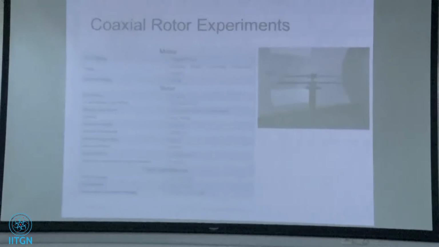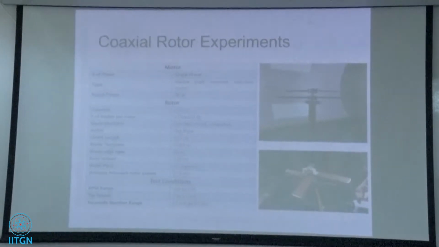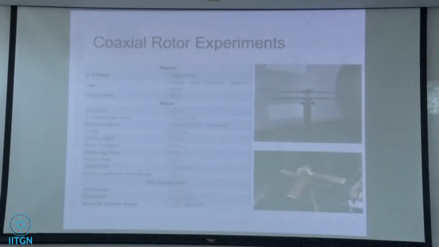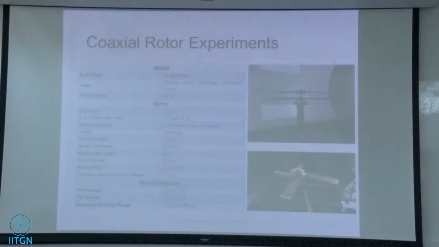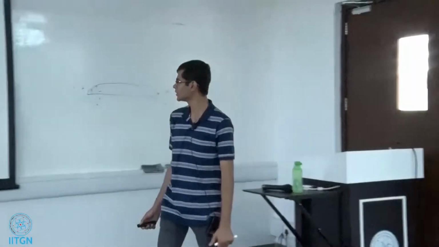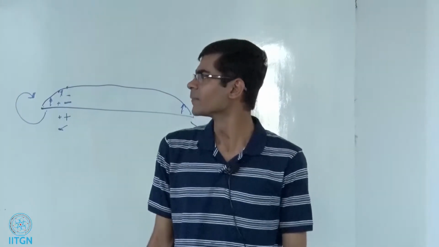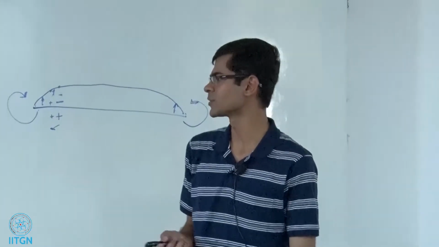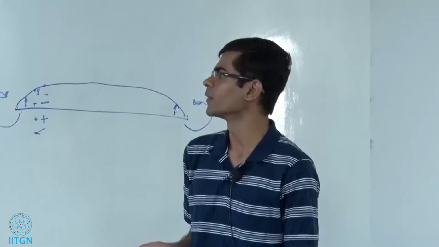So one of my experiments was on coaxial rotors, which in a sense is two rotors, one above the other, rotating in opposite directions. Here, what you see is nothing but two ceiling fans, which are smartly designed for the modern setup. And these are some specifications, which we will slightly ignore for now.